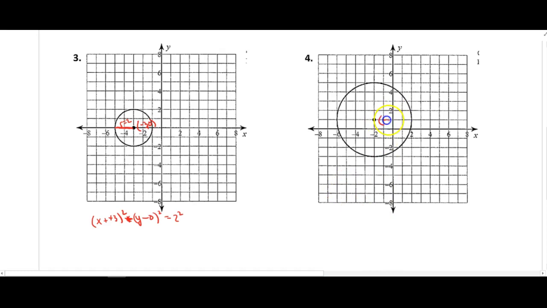Over here now, my center is at negative 2, 1. So I'm going to go ahead and start my equation, (x minus negative 2) all squared, make it plus, plus (y minus 1) all squared equals, what is my radius here? My radius is 4, and the radius squared would be 16 then.